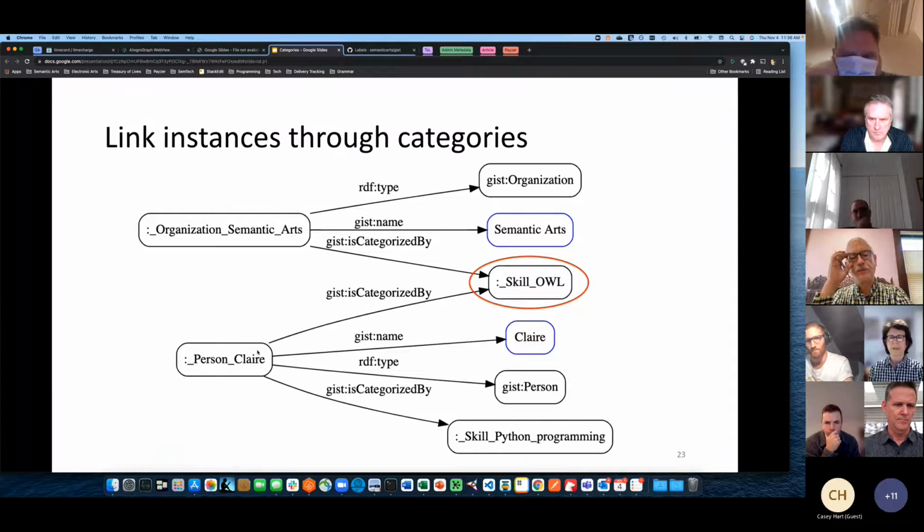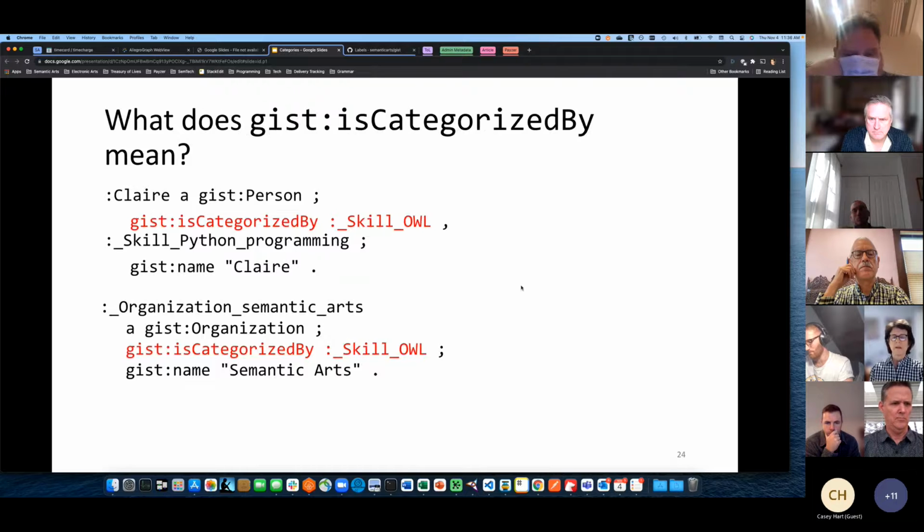So for example, Claire is categorized by, and I'm going to get, if you object to these predicates, I'll get there. So Claire is categorized by this OWL skill. Semantic Arts is in some way categorized by that skill. And that links them up together in some way. But what is the meaning of just is categorized by? It really has pretty vacuous semantics. All it means is this person is somehow associated with this category.